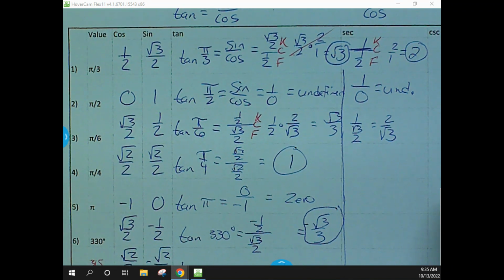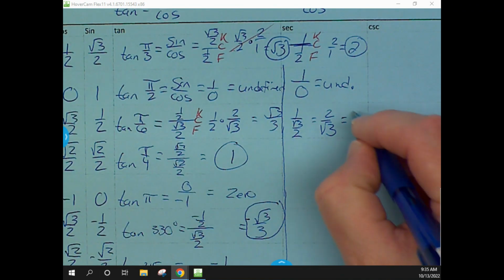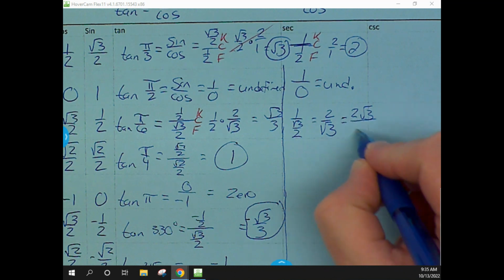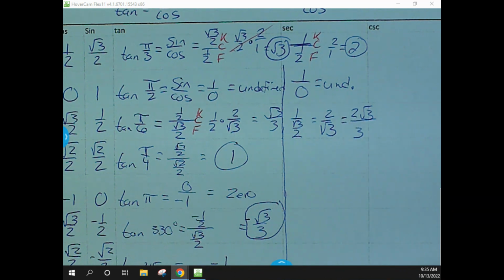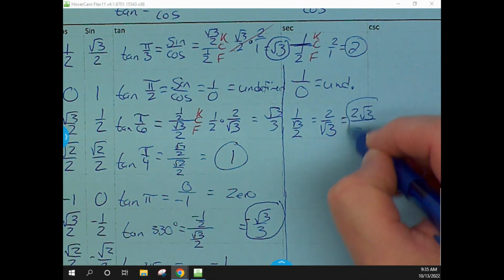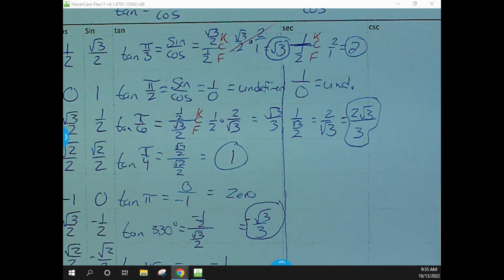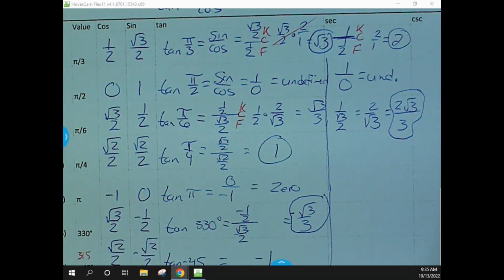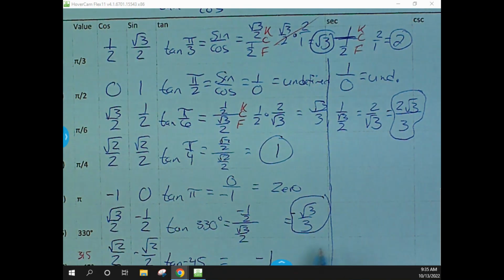But we got to rationalize it, right? Because the square root's in the bottom. So the answer for that one is we keep the 2 there, move the square root from the bottom to the top, and just leave the 3 on the bottom. Okay. Everybody all right there? Everybody good?